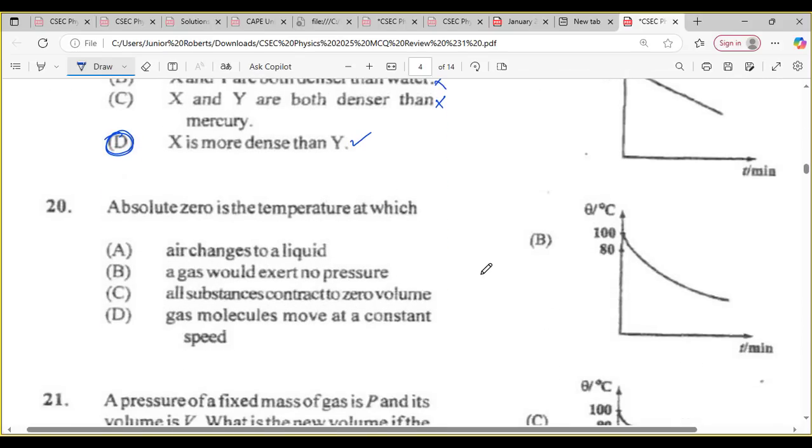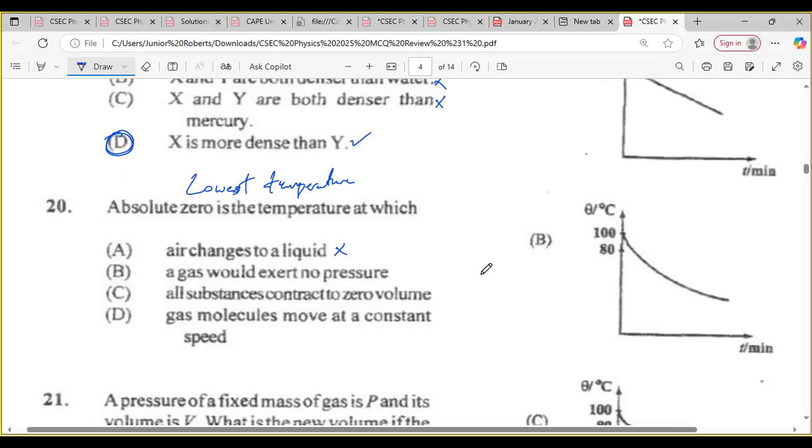Number 20 says absolute zero is the temperature at which, and our options are: air changes to a liquid, a gas would exert no pressure, all substances contract to zero volume, or gas molecules move at constant speed. So let's see what it says. Absolute zero, which we know is the lowest possible temperature. So air changes to a liquid, this is not so. A gas exerts no pressure, all substances contract to zero volume, or gas molecules move at constant speed.